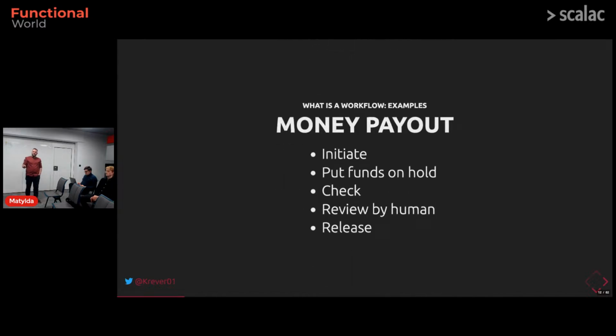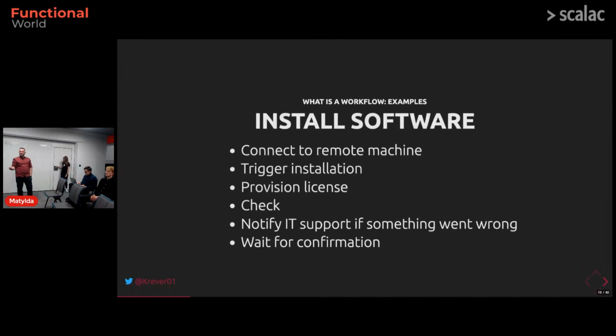So another example, a money payout. So let's say you're a bank, you want to send money away. So the user inputs the details, then you take the funds out of his balance, and then you run some kind of checks. Let's say you have a suspicion it's a terrorist financing transfer, and you stop it for a human review. And after a few hours, the human decides it's okay and you release it away, right? So it can take a few hours.